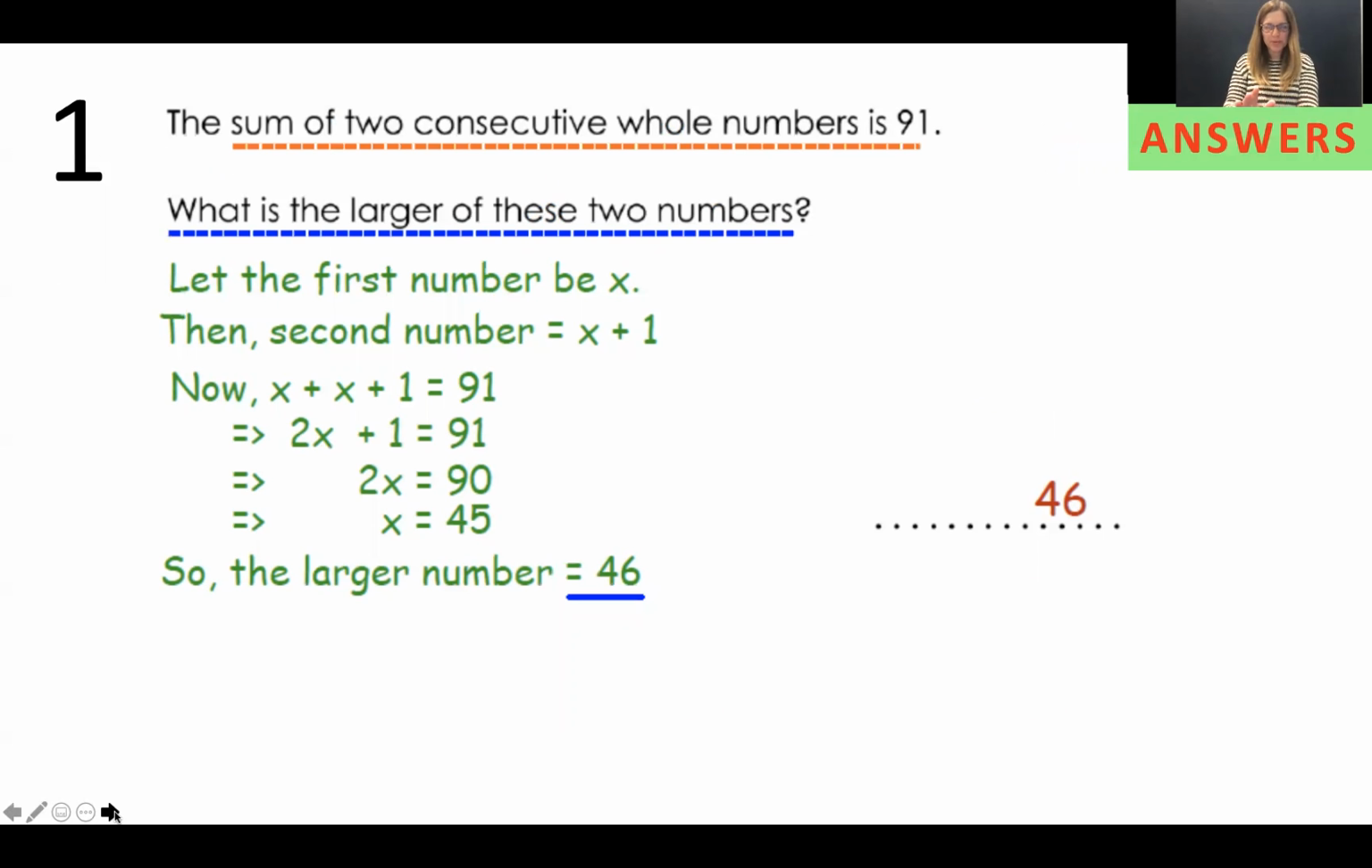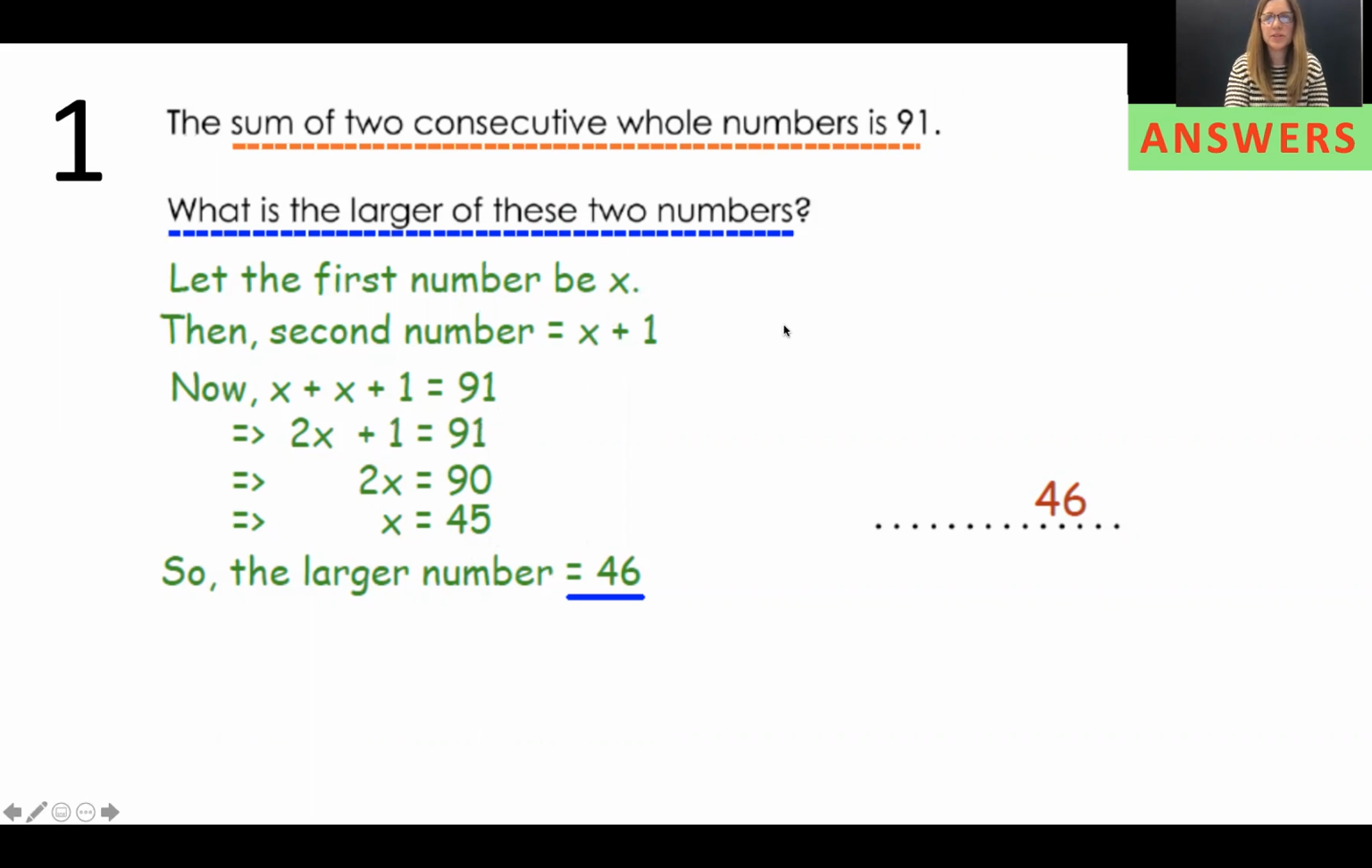Okay, so a couple of different ways of doing this. Firstly, we can do it algebraically. We know that the sum of two consecutive whole numbers is 91. Okay, first number is x, second number is x plus 1. We can form an equation and we can solve it using the balancing method. We know that x is 45, so the larger number is going to be one more, is 46.